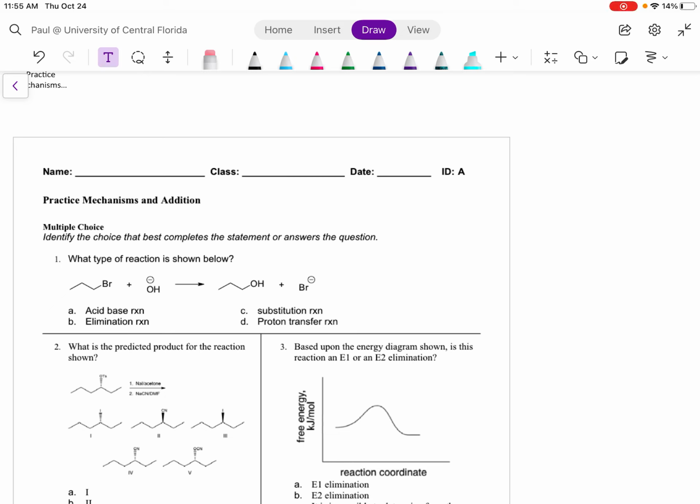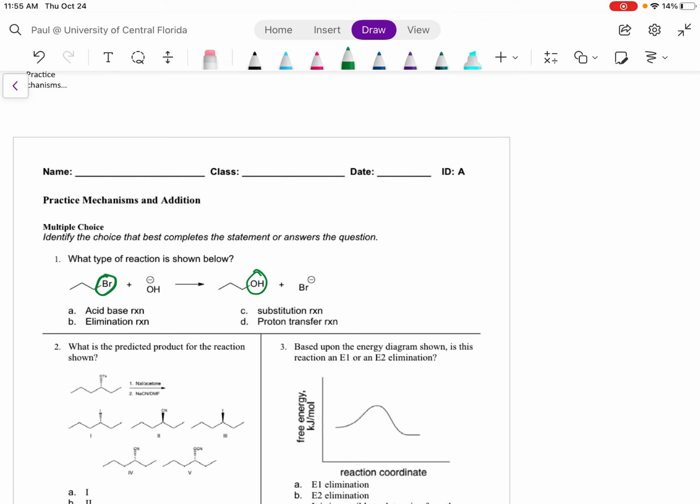So let's go through this assignment here. Question 1, what type of reaction is shown below? Well, we see that we have a leaving group, and that leaving group has been replaced with an OH, and that is a substitution reaction.